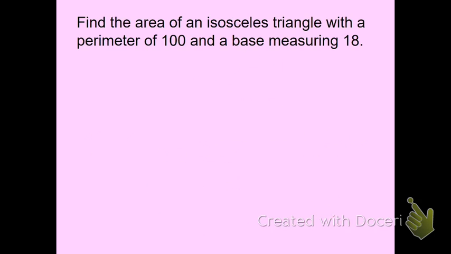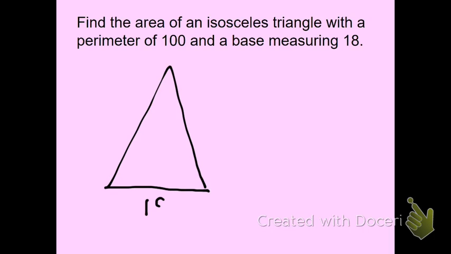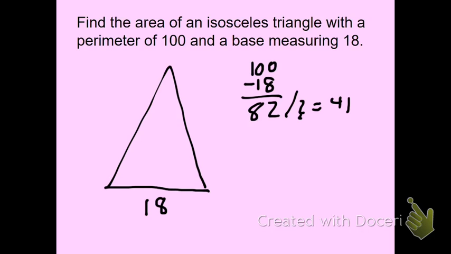Okay, so in this example, we're going to find the area of an isosceles triangle with a perimeter of 100 and a base measuring 18. So I'll draw an isosceles triangle where the base is 18. I could subtract 18 from the perimeter, which is 100, and I get 82. Then if I divide that by 2, I get 41. So these sides right here are 41 and 41.